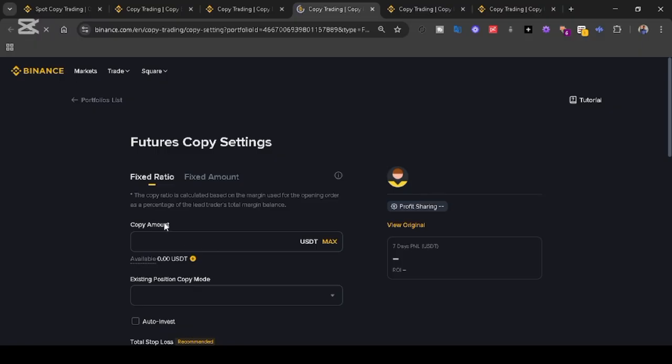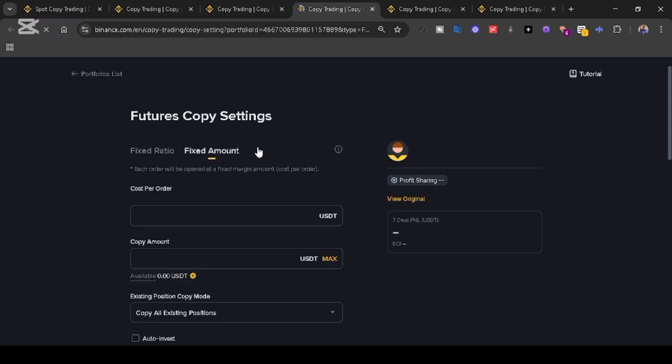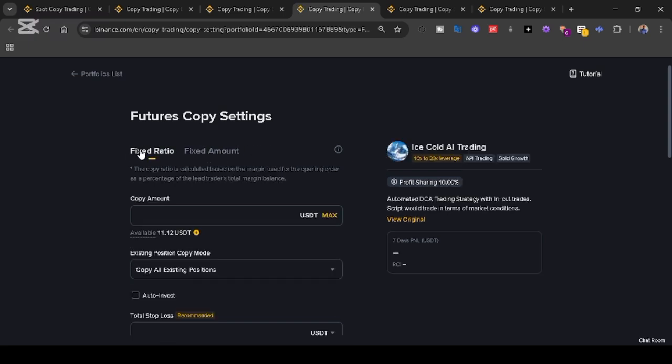So when I click on copy, I'll be taken to this copy section to copy the trade. Now, as you can see, there are two ways you can copy trade on Binance. You can either copy it as a fixed ratio or as a fixed amount. Fixed ratio here means that if the copy trader is copying with 100% of his assets, your trade will be copied with 100% of your assets. If he copies with 50%, you will be copying a trade with 50%.